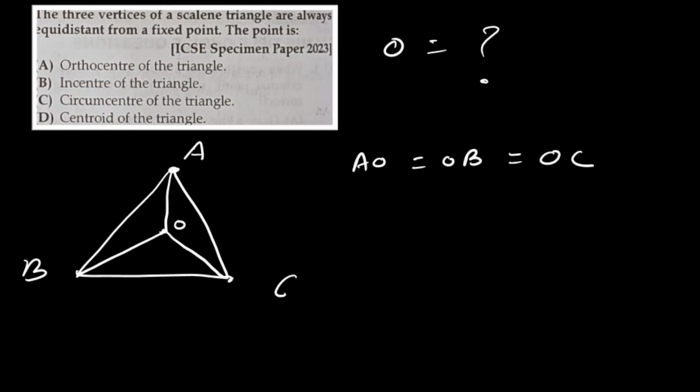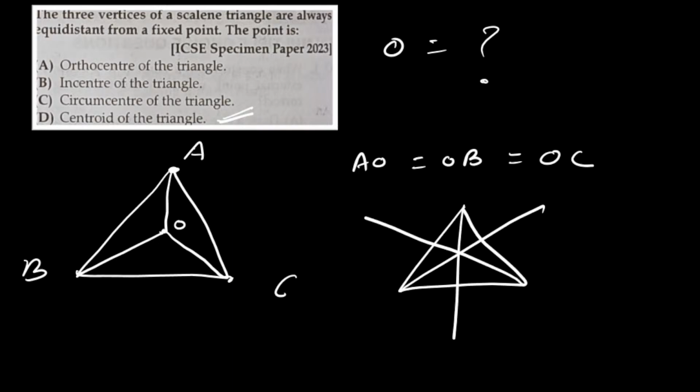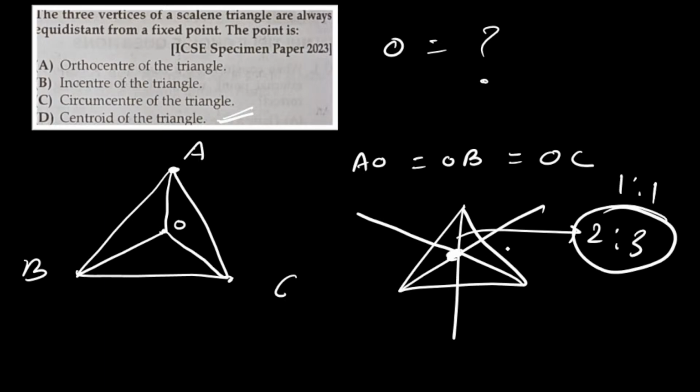See, centroid is the point of intersection of all the medians of the triangle. Centroid is not the point which is equidistant from the vertices, because the centroid divides the median in the ratio 2 is to 1. It should be 1 is to 1, then only it can be equidistant. So centroid is the point of intersection of three medians.